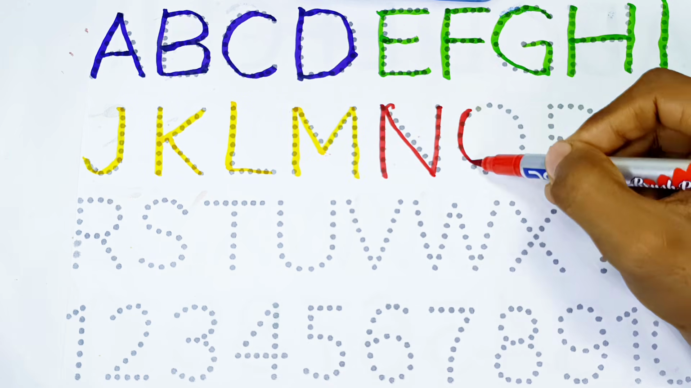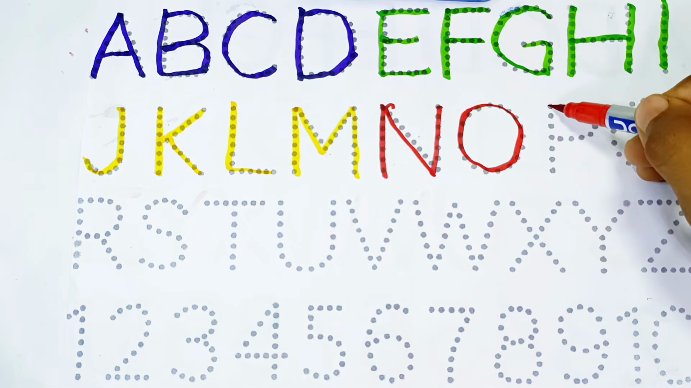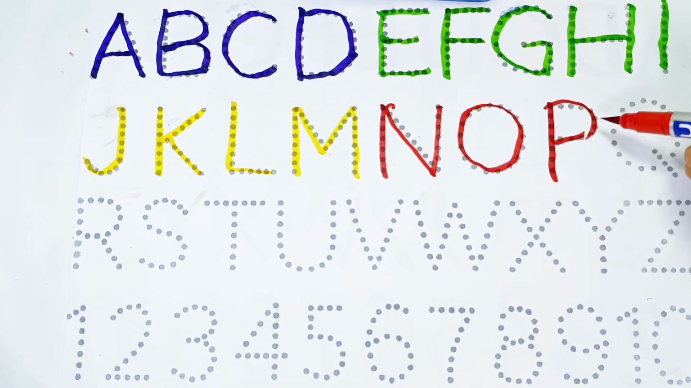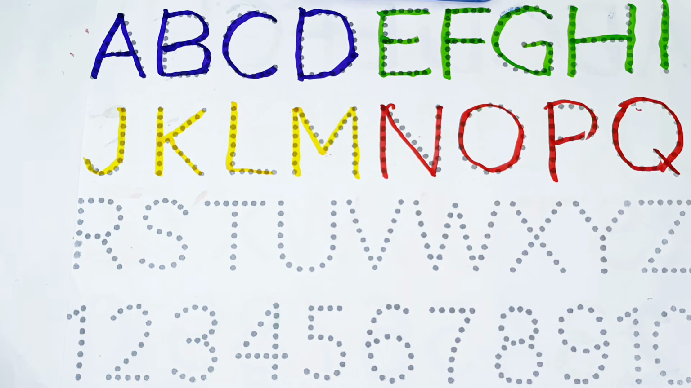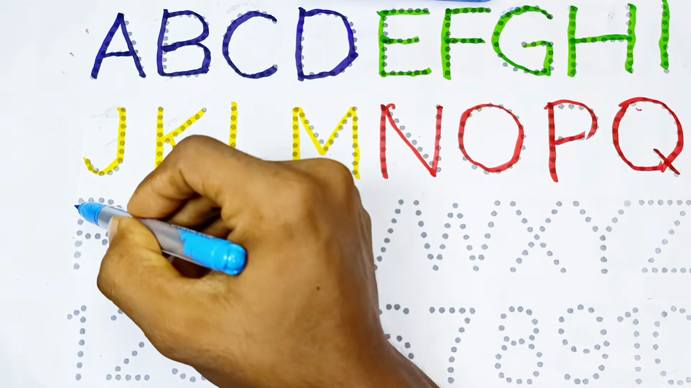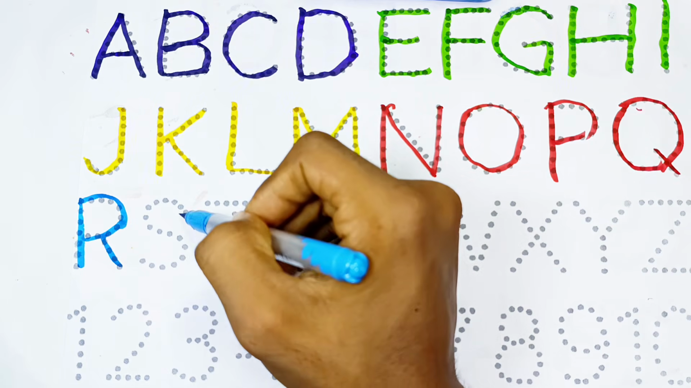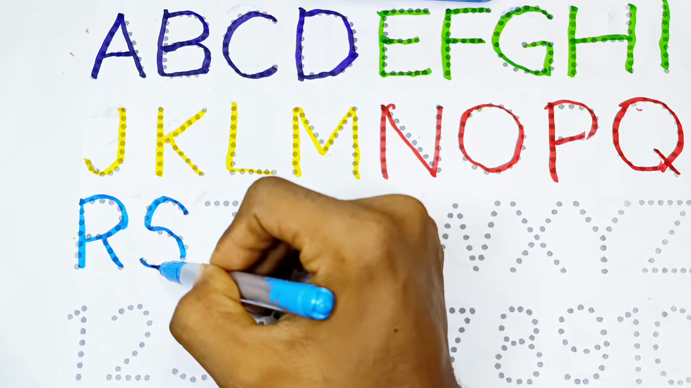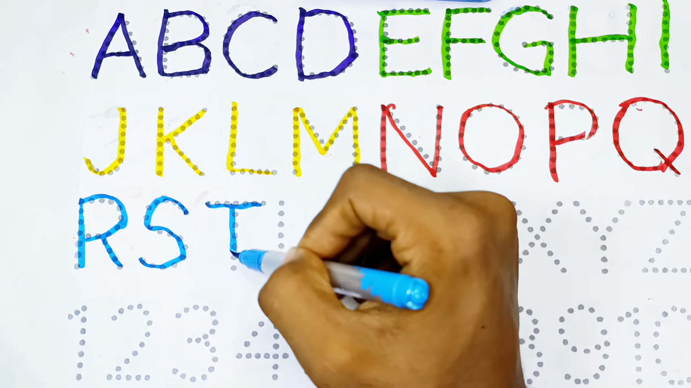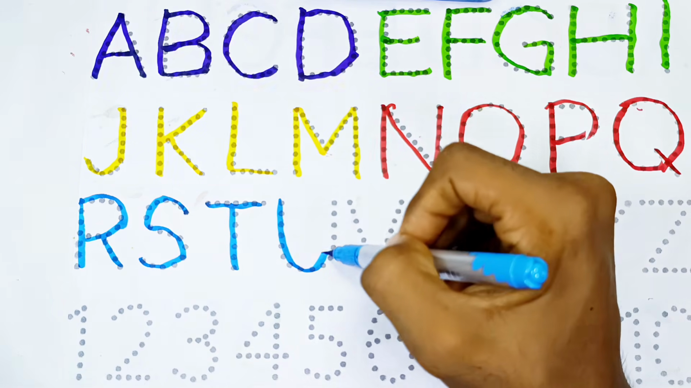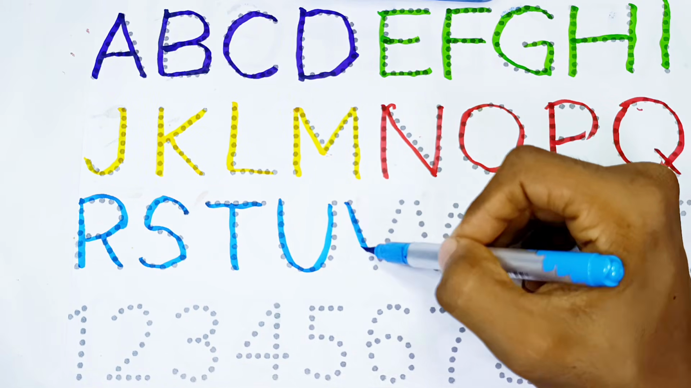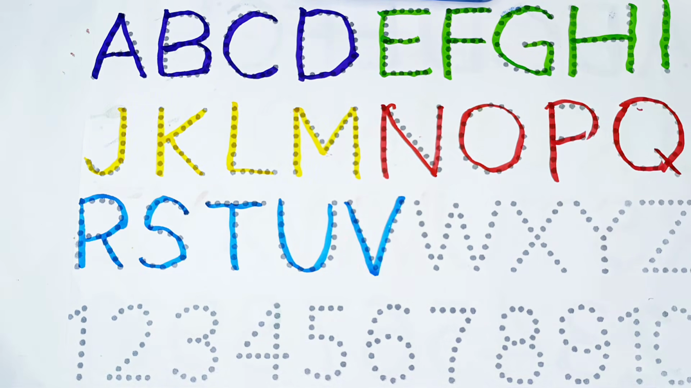N for nose. O for orange. P for parrot. Q for queen. Now you draw R. R for rose. S for sun. T for teacher. U for umbrella. V for van.